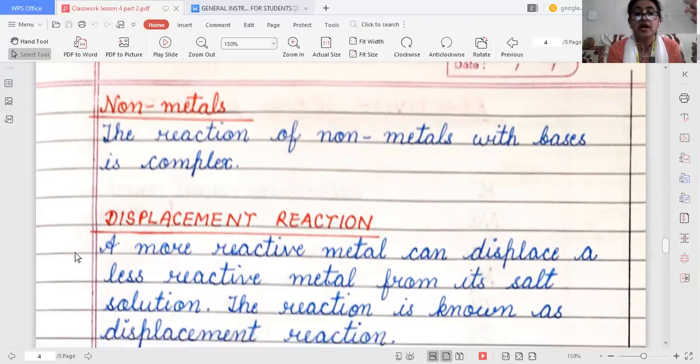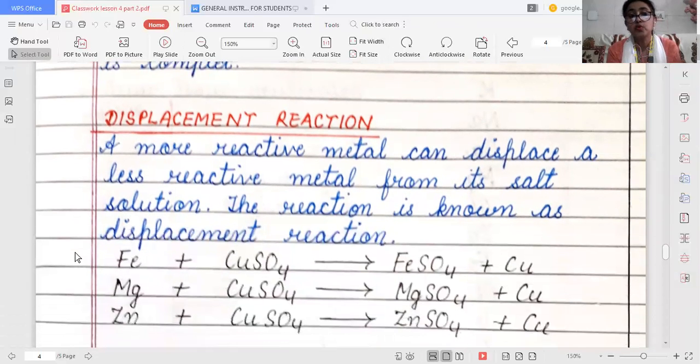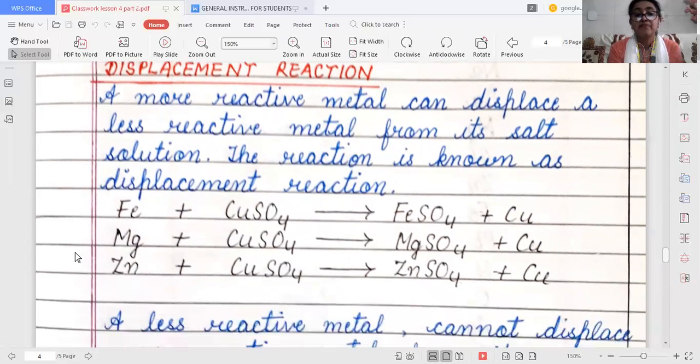that is displacement reaction. The word displacement means the place is displaced, an interchange. How? A more reactive metal can displace a less reactive metal from its salt solution. I have written a few examples for you, like iron, magnesium, and zinc. They are more reactive than copper, so they can easily displace copper from its salt solution.